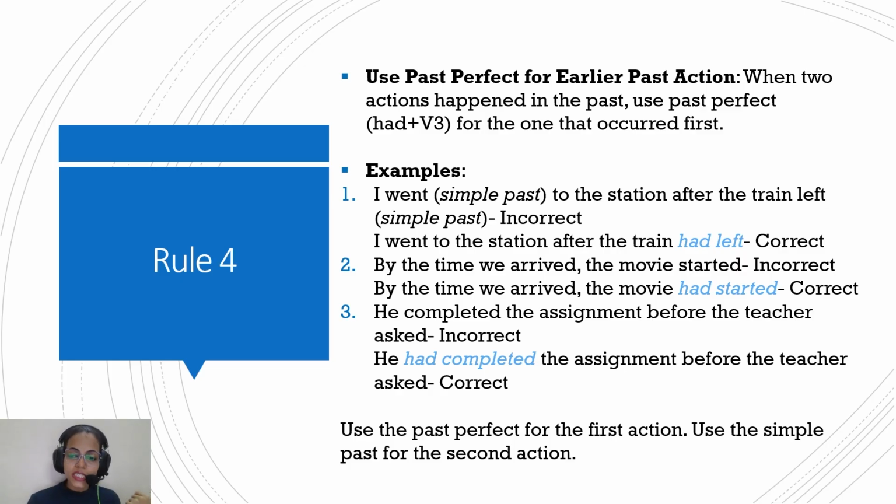He completed the assignment before the teacher asked. He had completed the assignment before the teacher asked, because the act of completing the assignment happened first. So if two actions are happening in past, for the earlier action we will always use had plus third form of verb. So use the past perfect for the first action and use simple past for the second action.